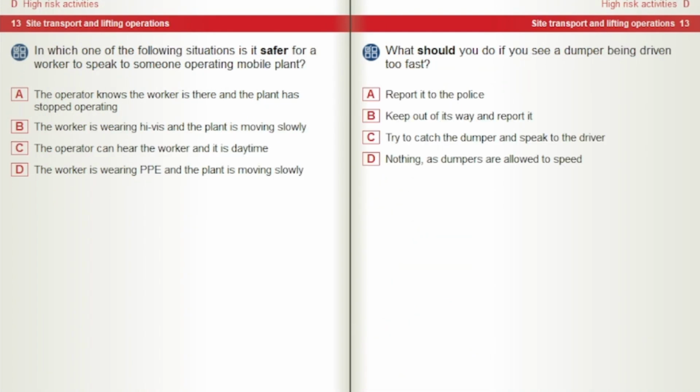In which one of the following situations is it safer for a worker to speak to someone operating mobile plant? The operator knows the worker is there and the plant has stopped operating. The worker is wearing high-vis and the plant is moving slowly. The operator can hear the worker and it is daytime. The worker is wearing PPE and the plant is moving slowly.